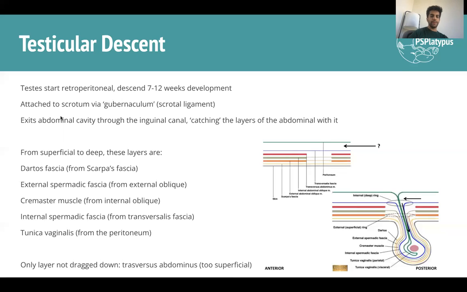It exits the abdominal cavity through the inguinal canal, and what it does is it catches layers of the abdomen with it. So that means that the layers of the abdomen that we just talked about continue into the scrotum and are also the testes layers, because as it goes through the inguinal ring, it sort of wraps these layers around it and forms its own protective layers.